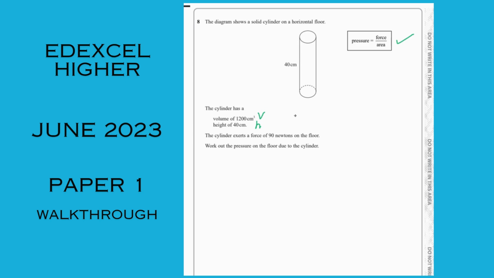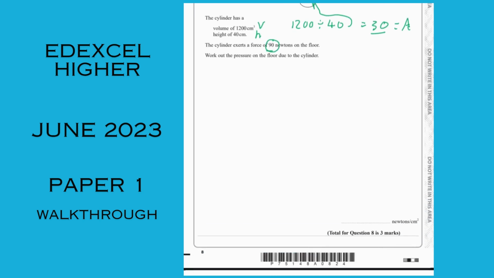But hold on. Volume divided by the height will give you the area of the circular base. In other words, 30. So it didn't give us the area, but it kind of did. So we've now got the area is 30. We've now got the force of 90. The pressure is force divided by area, 90 divided by 30. What a nice answer. On we go.